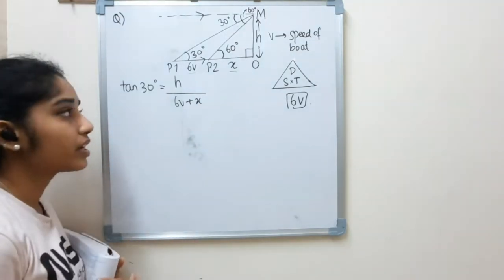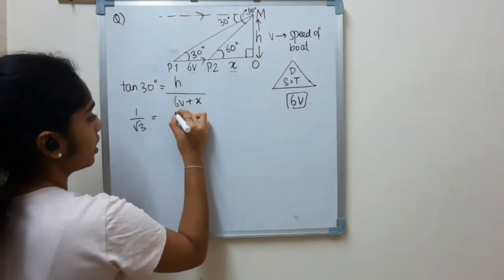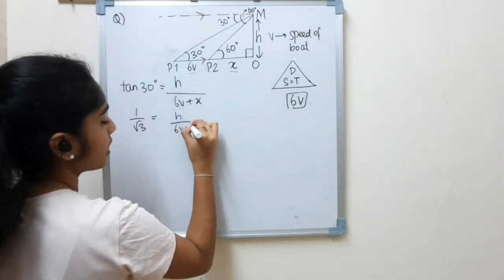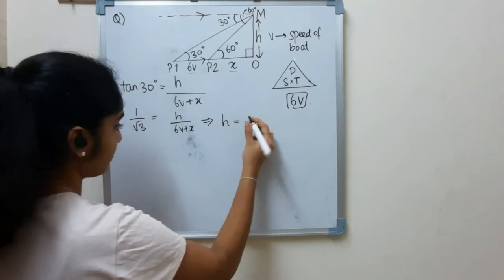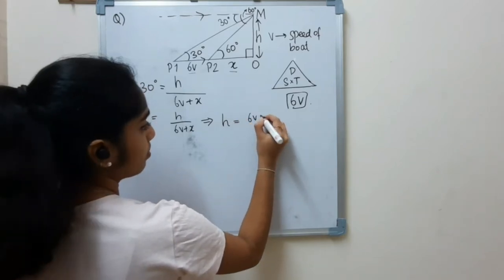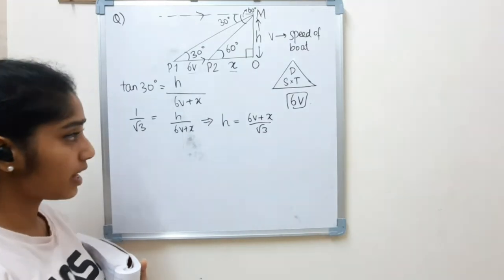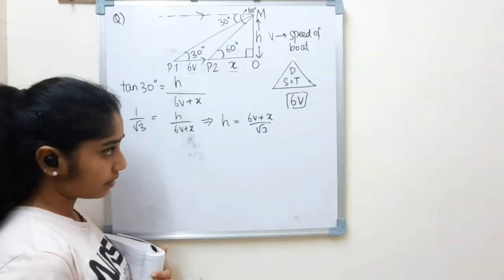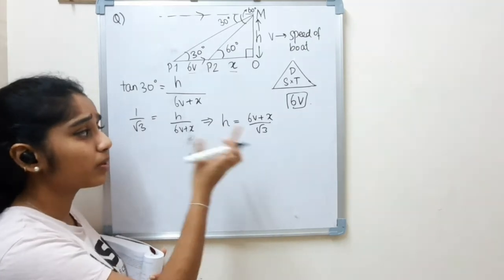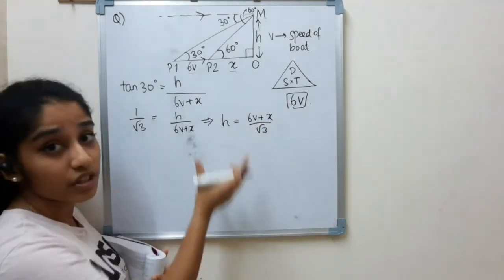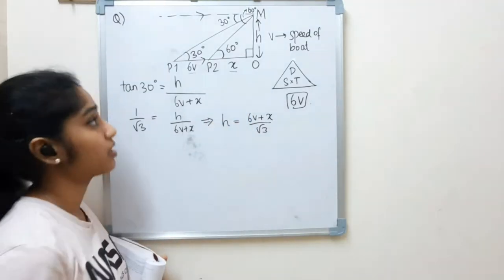We know that tan 30 is 1 by root 3. So 1 by root 3 is h by 6v plus x. This will give you h as (6v plus x) by root 3. Now since we're finding h in terms of v and x, because we don't need h, we will be equating two equations, right? So we are trying to eliminate h here.